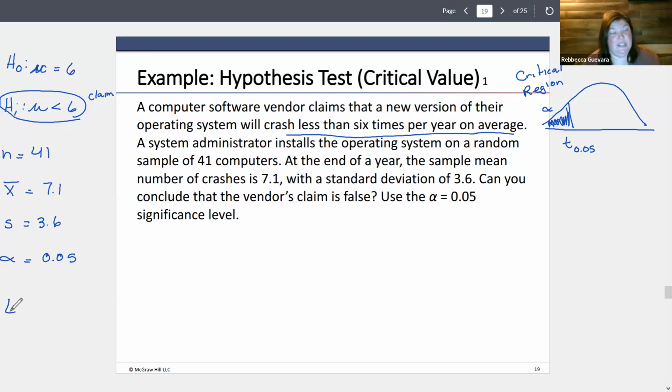We also need our test statistic, because we want to see how far is our sample from the claim. So this is going to be our sample mean of 7.1. And then we are going to subtract the mean from the claim, which is 6. And then we're going to divide by, sorry, I lost my number there, 6.3, the standard deviation, divided by the square root of the sample size, which is 41.